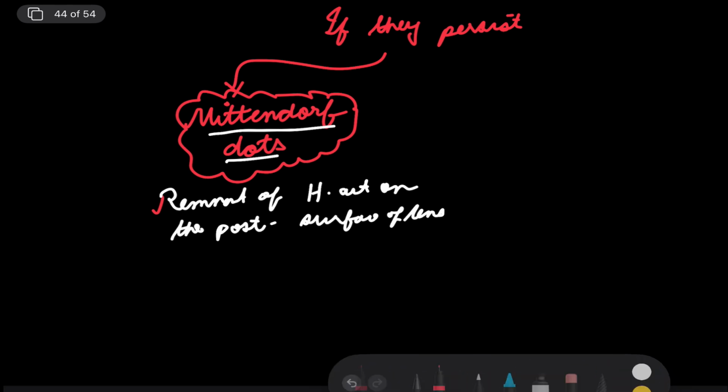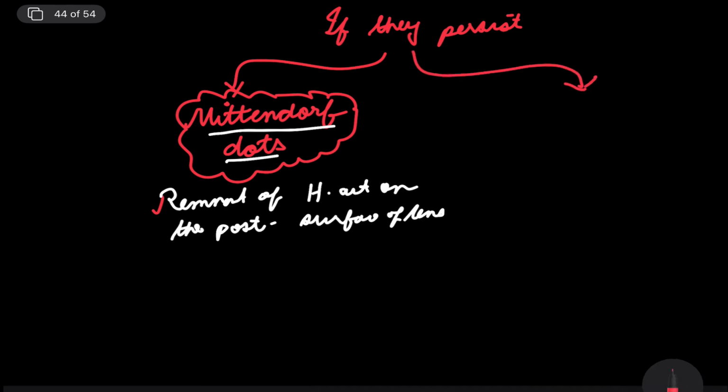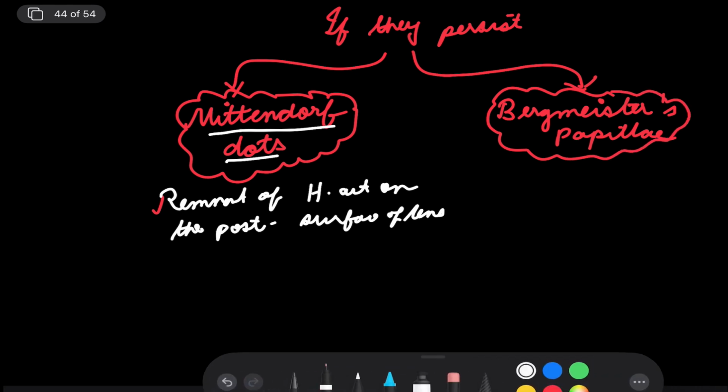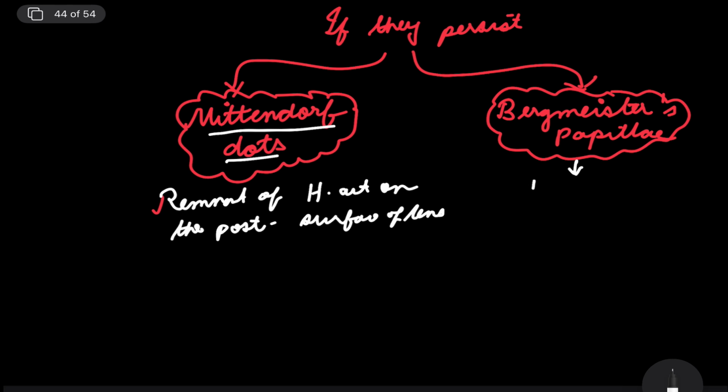What is the other anomaly? The other anomaly is something called Bergmeister's papillae. What are these exactly? Another anomaly which occurs if the hyaloid artery's remnant is present at the optic disc. So it is exactly the opposite.